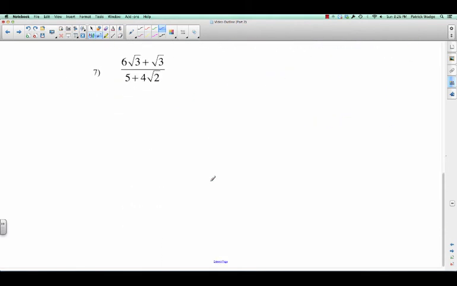Last one, number 7. This is a difficult one if I remember. So what we need to do is we need to multiply the bottom, which is a binomial. We have to multiply all that by the conjugate of it. And the conjugate is 5 minus 4 root 2. What we do at the bottom, we also have to do the top. So we have to multiply all that by 5 minus 4 root 2.